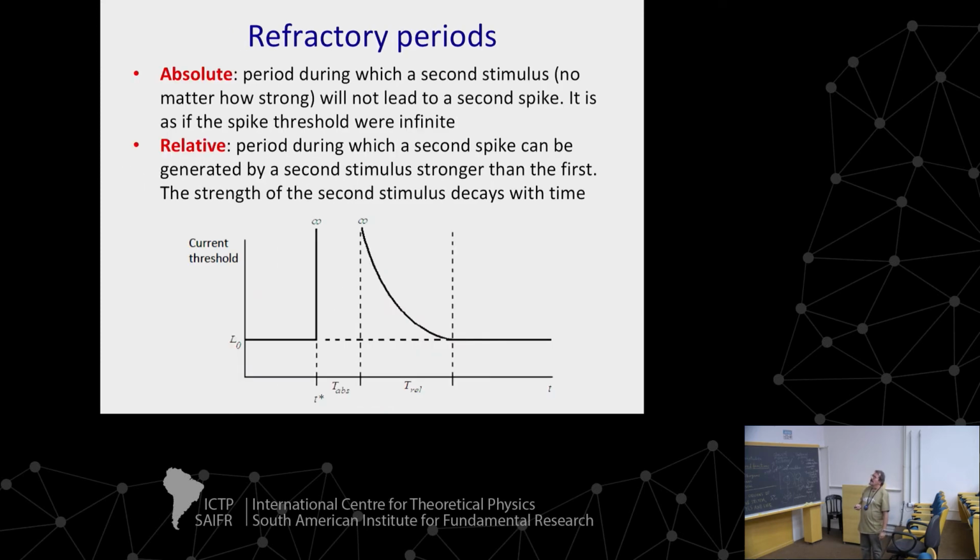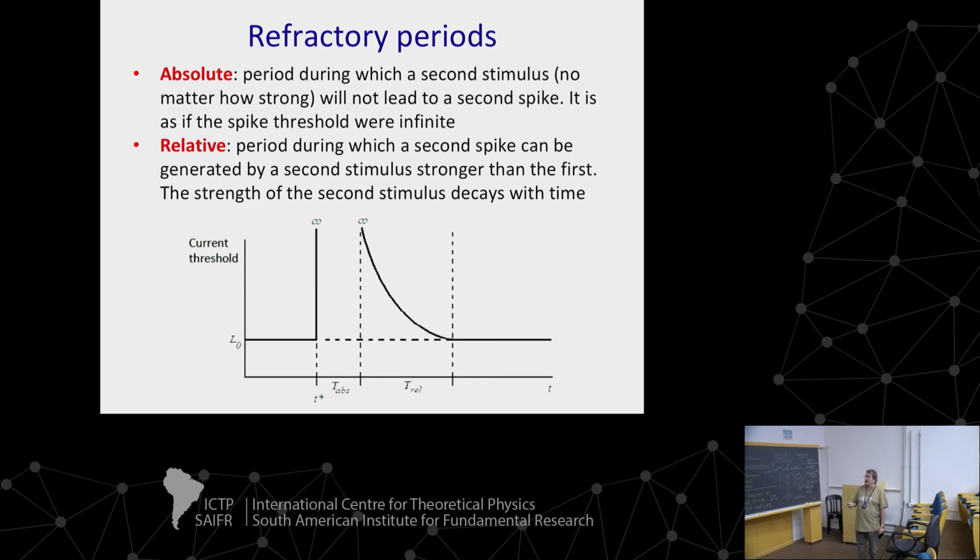Okay. So as I said, there's a refractory period. We can imagine that as a period of time in which the threshold for the initiation of an action potential is infinite. So since the threshold is infinite, an action potential cannot be generated during the so-called absolute refractory period.